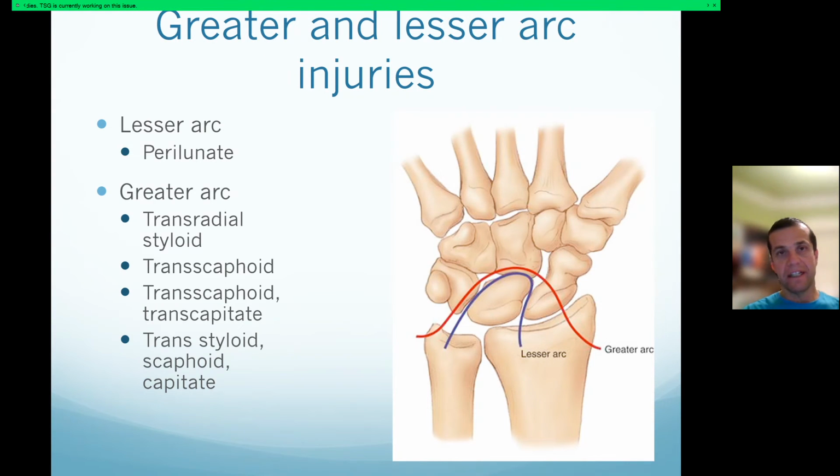It's important to define the greater and lesser arc injuries as well. The lesser arc injuries essentially are injuries of the ligaments surrounding the lunate, scapholunate and lunotriquetral ligaments, while the greater arc injuries involve fractures of the adjacent bony structures, fractures of the radial styloid, scaphoid, and capitate. And those could be grouped in transradial styloid injuries, transscaphoid, or a combination like transscaphoid, transcapitate, or an injury through the 3 bones, transstyloid, scaphoid, and capitate.